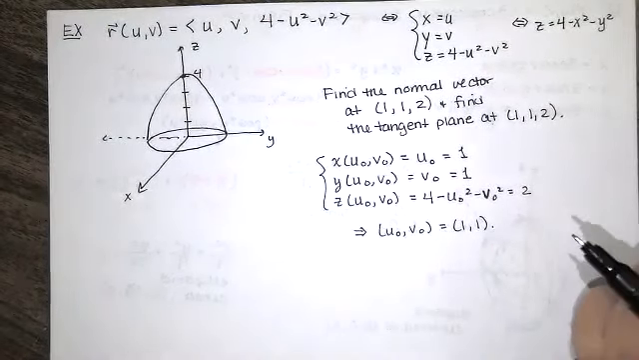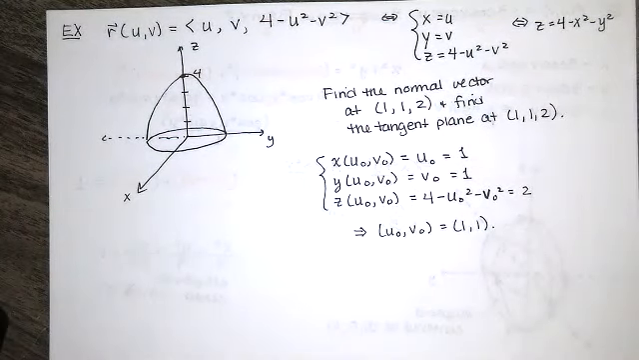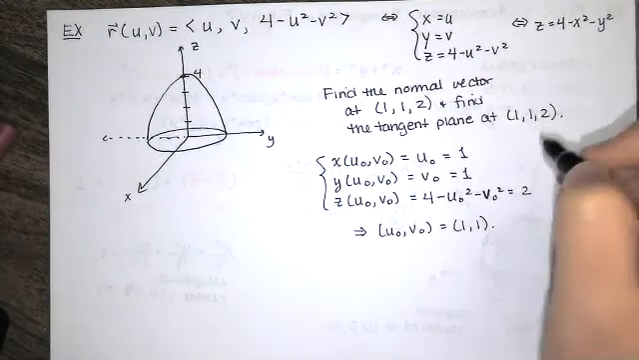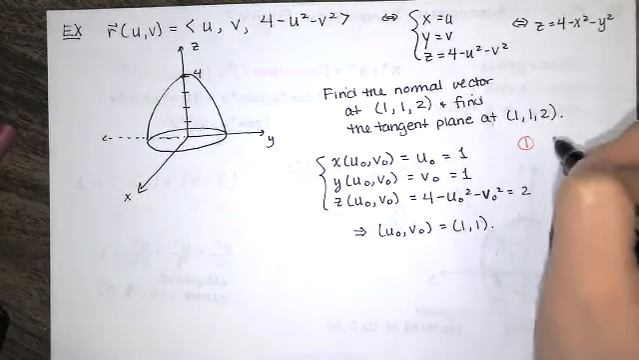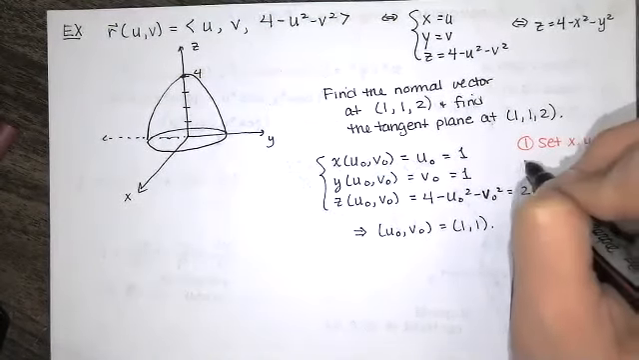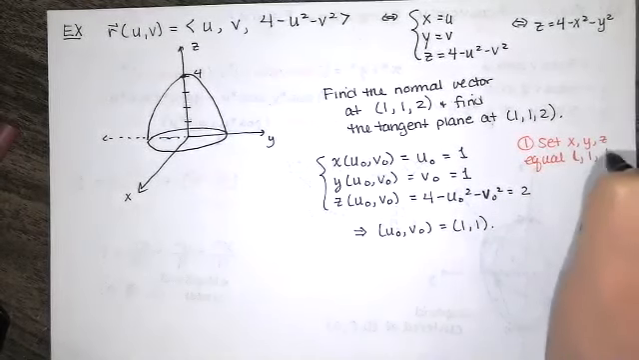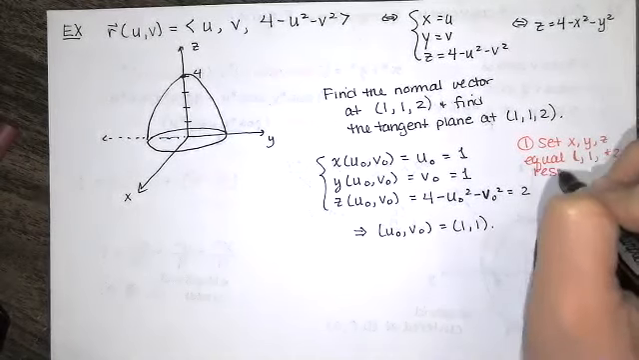And now we need to compute those two partial derivatives. Let me write down that step that we just did. We set x, y, and z equal to 1, 1, and 2 respectively.